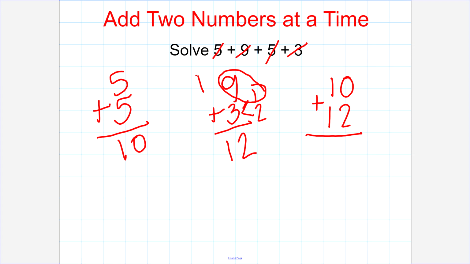What is 10 plus 12? Yes, 10 plus 12 is 22. So 5 plus 9 plus 5 plus 3 equals 22. For some kids, adding the numbers two at a time is easier. For some kids, adding all the numbers at once is easier. Some kids use both. It just depends on the problem. You can solve multiple addend problems either by adding all the numbers at once or by adding two numbers at a time.